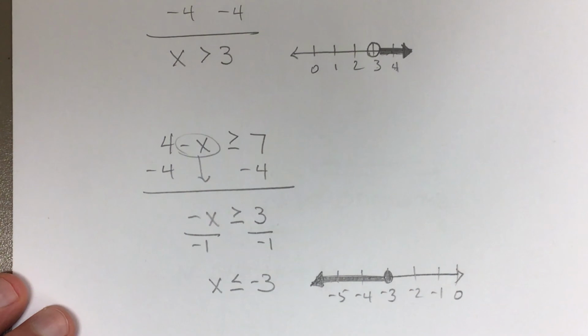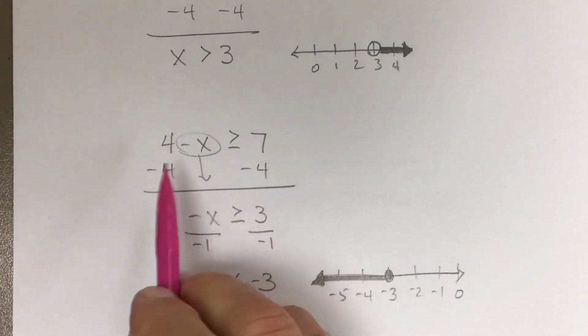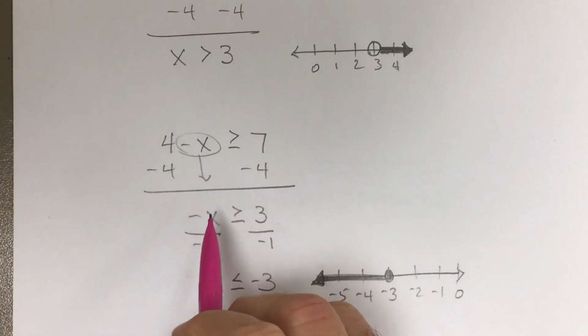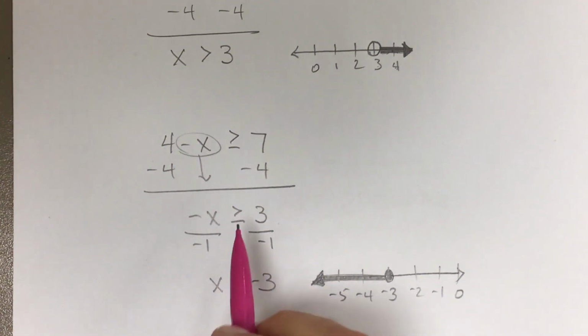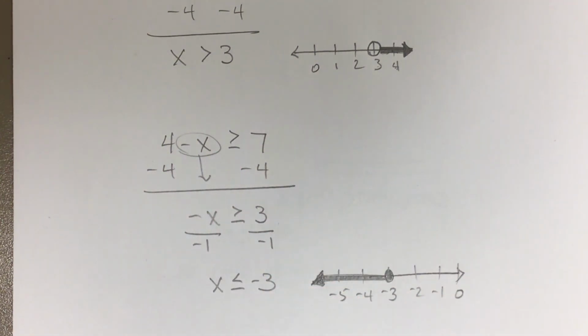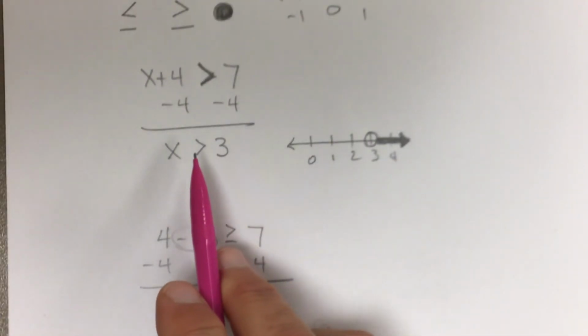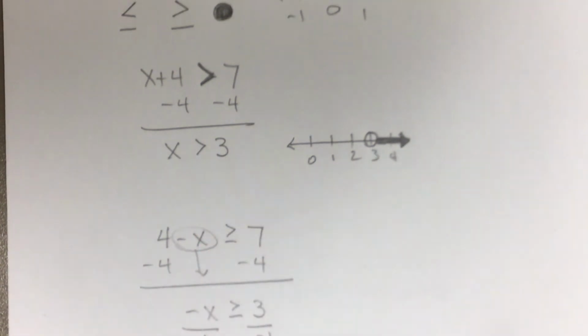Nothing too crazy. So you're going to solve these exactly the same way. It doesn't matter how big and bad the problem is. We're going to solve them the same way. Make sure that you understand how to flip the sign, and then you'll be just fine. Greater than or equal to, or less than or equal to, it's a solid dot. If it's just simply less than or greater than, then it's an open dot.